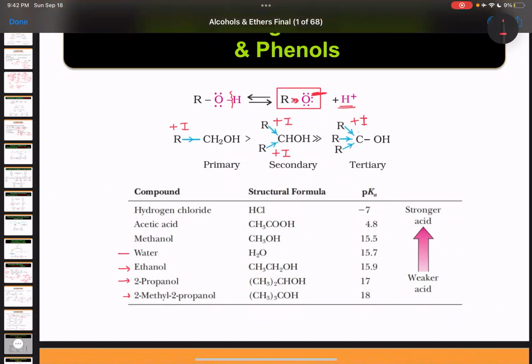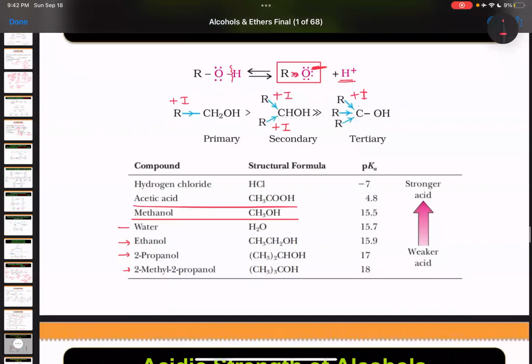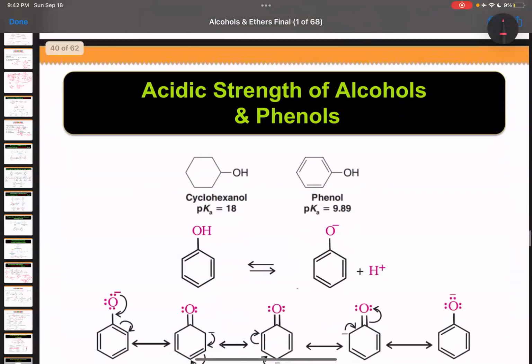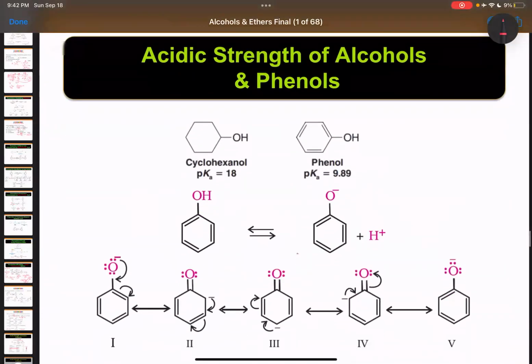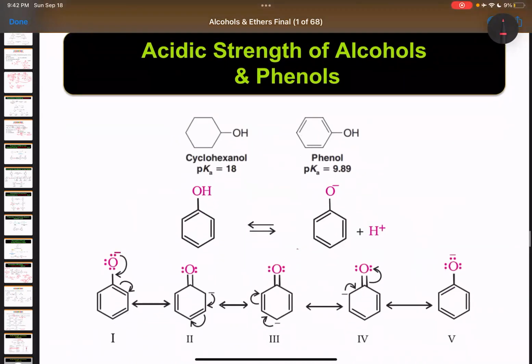So acetic acid is more acidic, okay, and HCl is going to be much more acidic, okay, clear. So what about the phenol? Phenol and cyclohexanol, which is more acidic? Tell me.